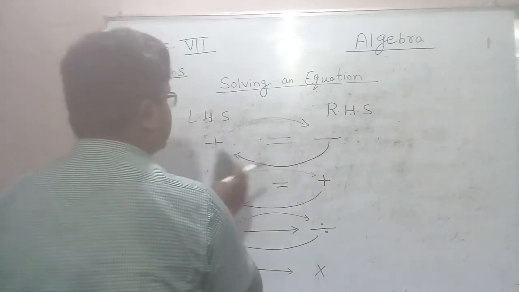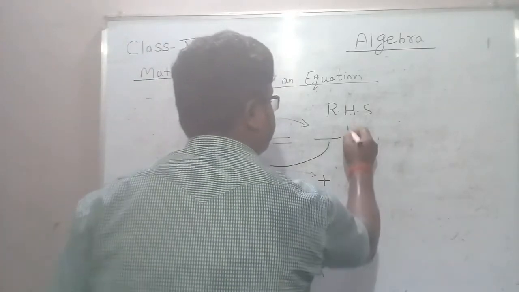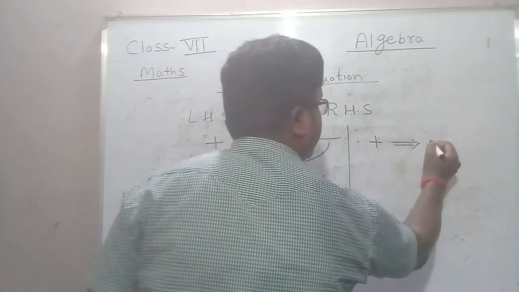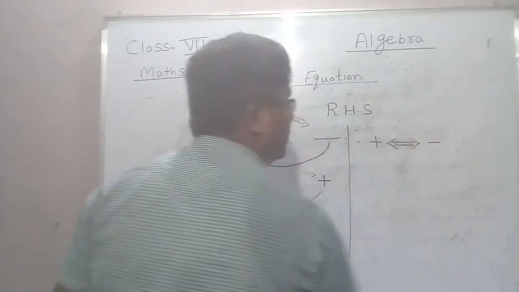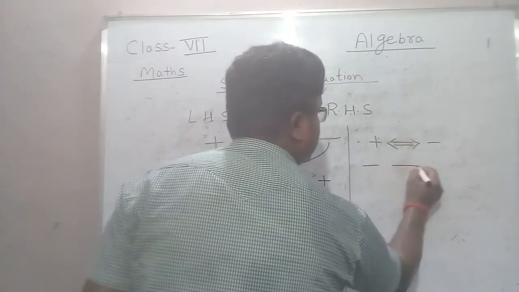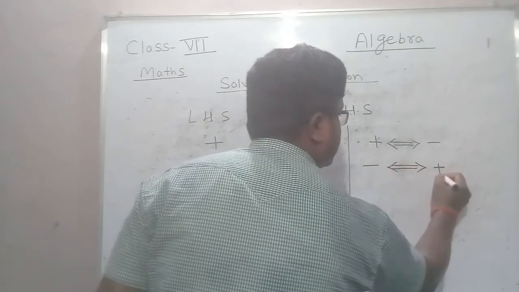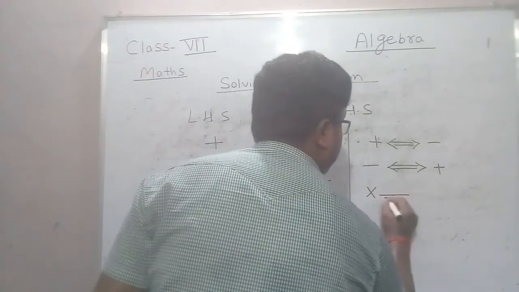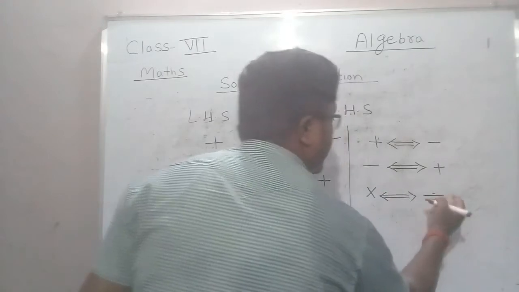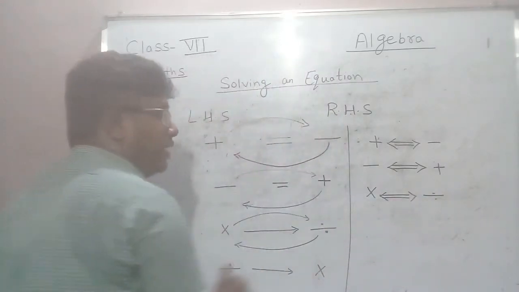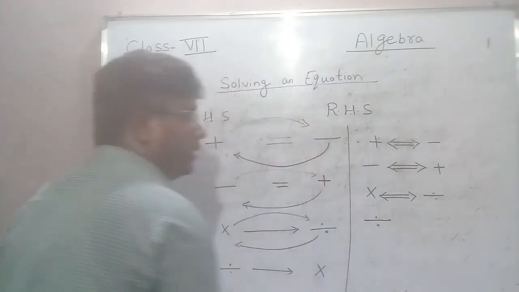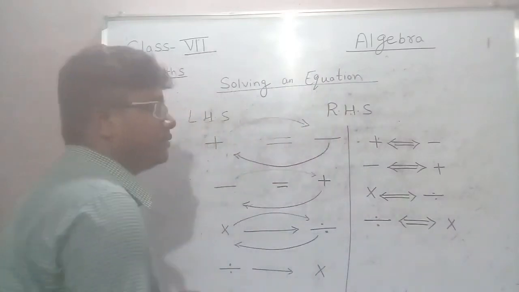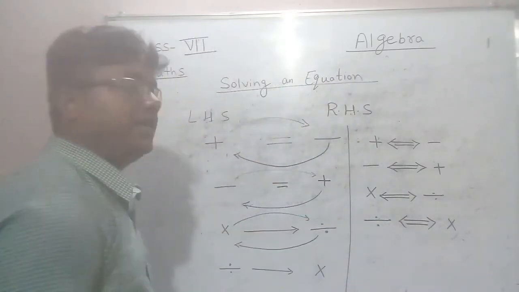Simply, what I mean to say is that plus transferred to the right hand side becomes minus, and minus transferred to the left hand side becomes plus. Similarly, minus transferred to the right hand side becomes plus, and plus transferred to the left hand side becomes minus. If it is multiply, transferred to the right hand side it will be divide, and if there is divide, transferred to the left hand side it will be multiplied. If it is divide on the left hand side, transferred to the right hand side it will be multiply, and if it is multiply, transferred to the left hand side it will be divide.